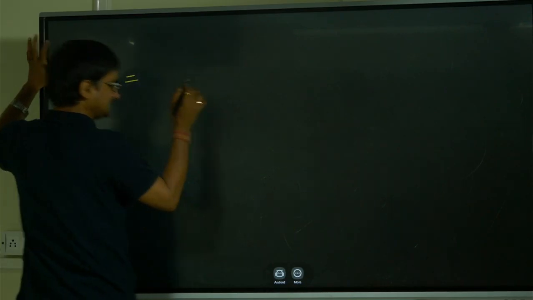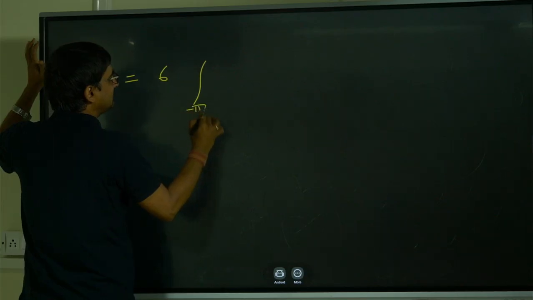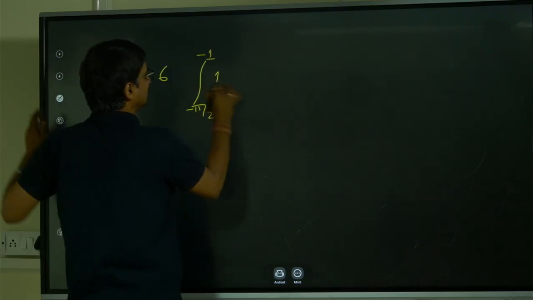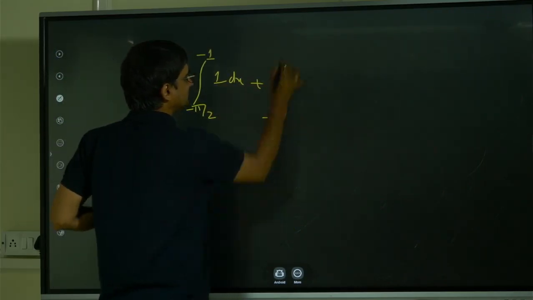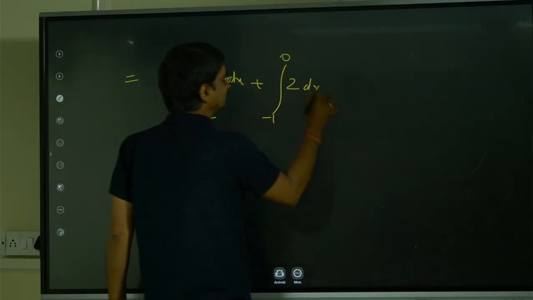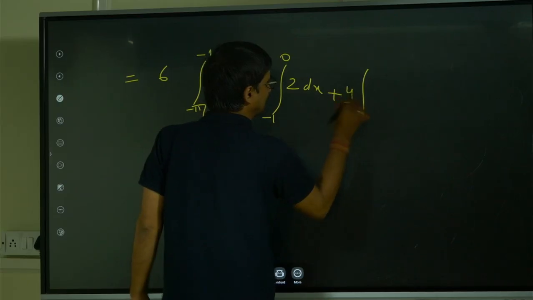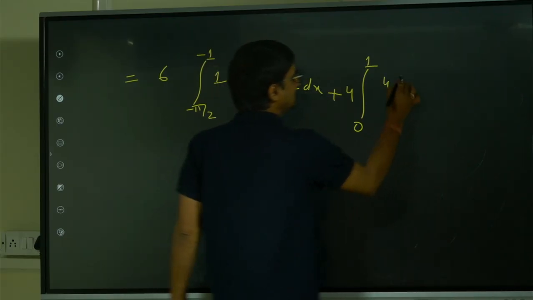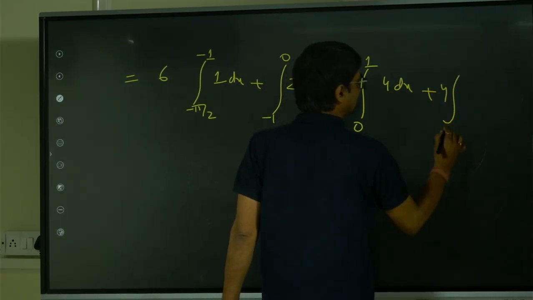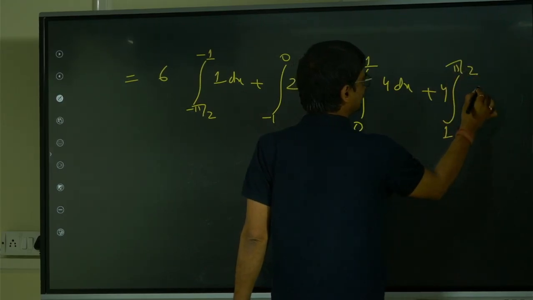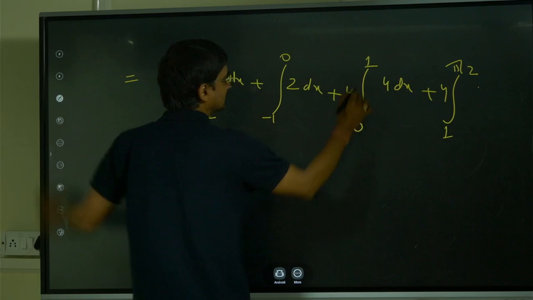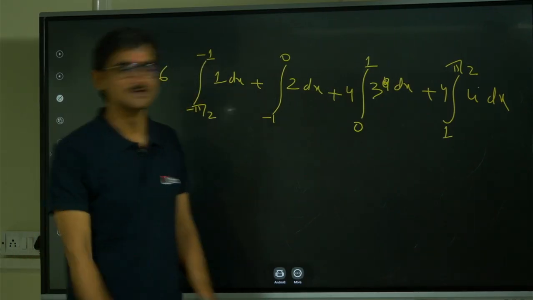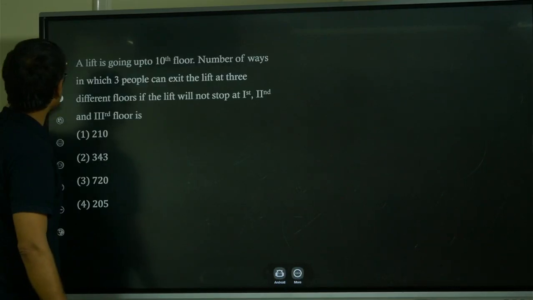So this is 6 times the integral from minus pi by 2 to minus 1, which is 3 minus 2, which is 1 dx. Minus 1 to 0, 3 minus 1 is 2 dx. And then it is 4 times 0 to 1, which is 4 dx, and then 4 times 1 to pi by 2, which is 3 dx, no? 0 to 1, yeah, 3 plus 3 dx, and that will be 4 dx. Then that's it. Now all of us can solve it, and then you can match the answer, so I'm not going to do that.